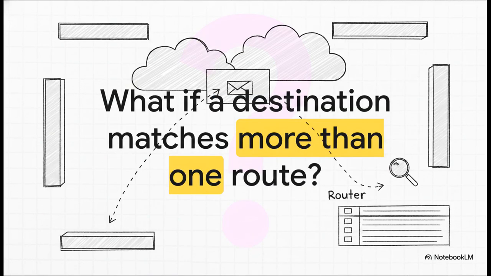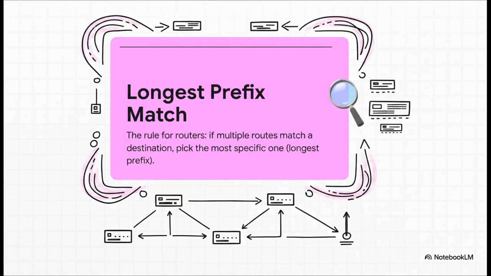And this is a fantastic question because it happens constantly. A big network can be divided up into lots of smaller subnetworks, so it's totally possible for a destination address to match a very general route for the big network and a much more specific route for one of the smaller ones. So what does the router do? Does it get confused? Does it just pick one at random? Nope, there's a rule. In fact, you could call it the single most important rule in all of internet routing, the longest prefix match. The logic is so simple and so elegant.